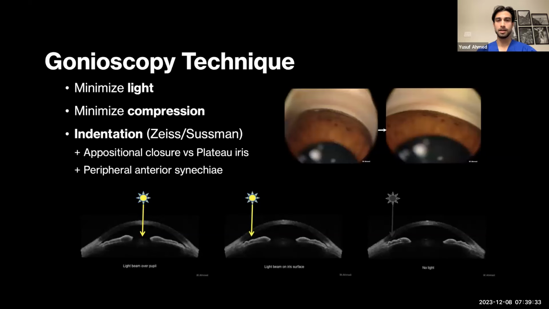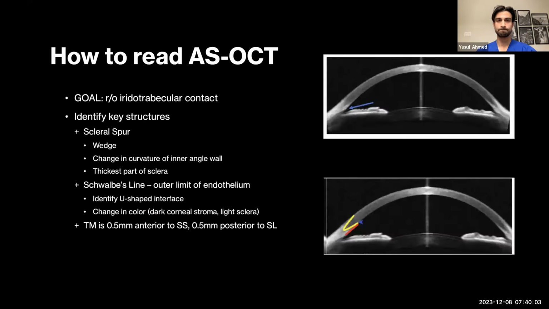That means minimizing light, minimizing compression on the globe during gonioscopy, and then also performing indentation with a Zeiss or assessment lens to check for appositional closure versus plateau iris, and then also assess for peripheral anterior synechiae. I was really taken by how there's an anterior segment OCT diagram here on the bottom. It shows how much the anterior chamber really opens up with light. And you may actually be masking a true closed angle if you are putting too much light or there's too much background light in the room.